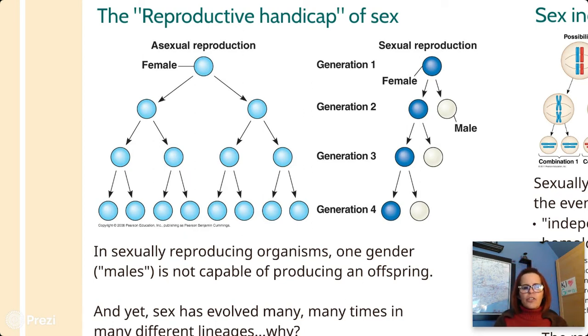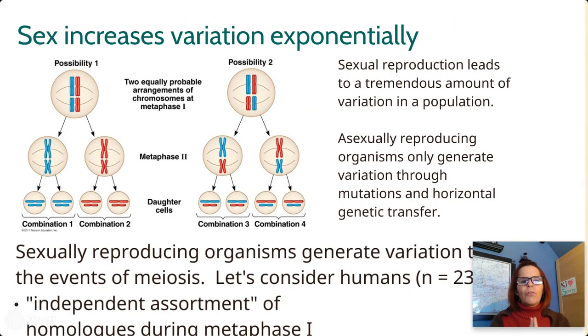Okay, so in sexually reproducing organisms, one gender, the males, are not capable of producing an offspring. That's a handicap. So half of the organisms don't reproduce. And yet sex has evolved many, many times in many different ways. Sex increases variation exponentially. Sexual reproduction leads to a tremendous amount of variation in a population. Asexually reproducing organisms only generate variation through mutations and horizontal gene transfer.